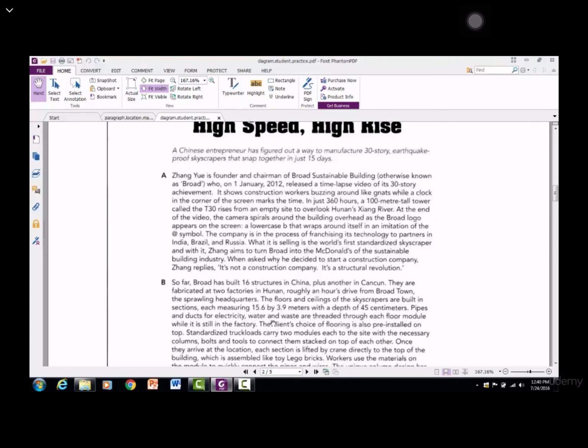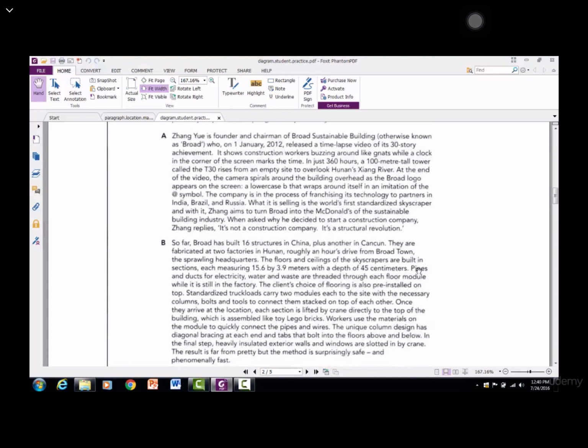So let's read what it says about pipes and ducts. I'm right here, everybody. Paragraph B, and I'm in the 1, 2, 3, 4th sentence. Starts with the word pipes. You can see the little hand on the screen. Pipes and ducts for electricity, water, and waste are threaded through each floor module while it's still in the factory.